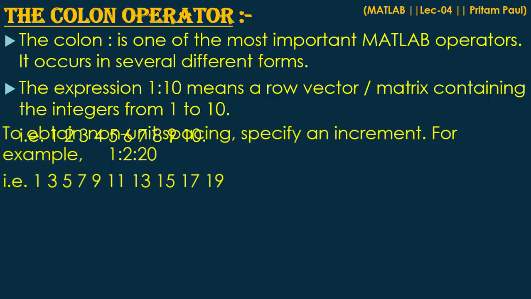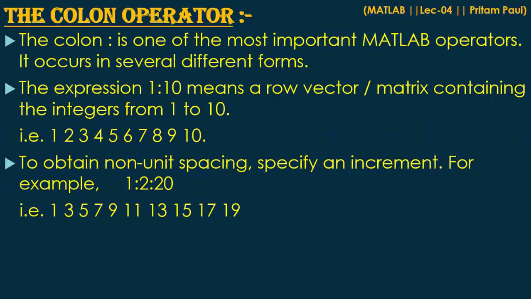And if you want to obtain a non-unit spacing, we have to specify an increment part. For example, 1:2:20, that is 1 3 5 7 9 11 13 15 17 19. Now if I increment 19 by 2, that will be 21, which exceeds the limit, the closed interval of 1 and 20. So this is not acceptable, that's why we have to stop here.